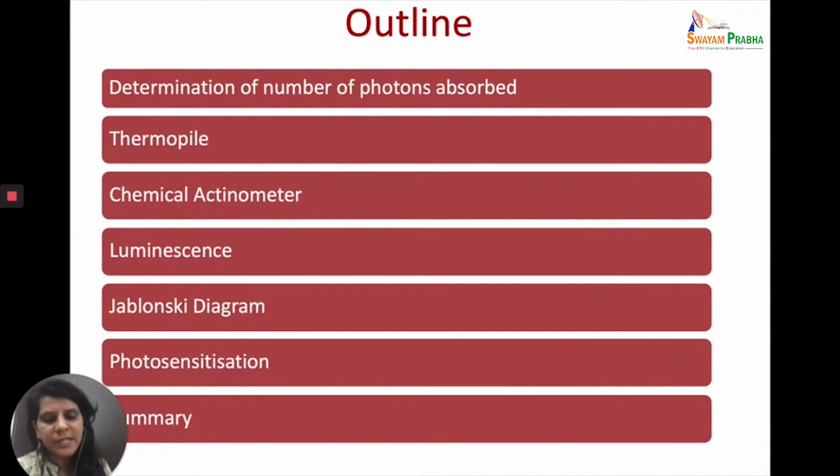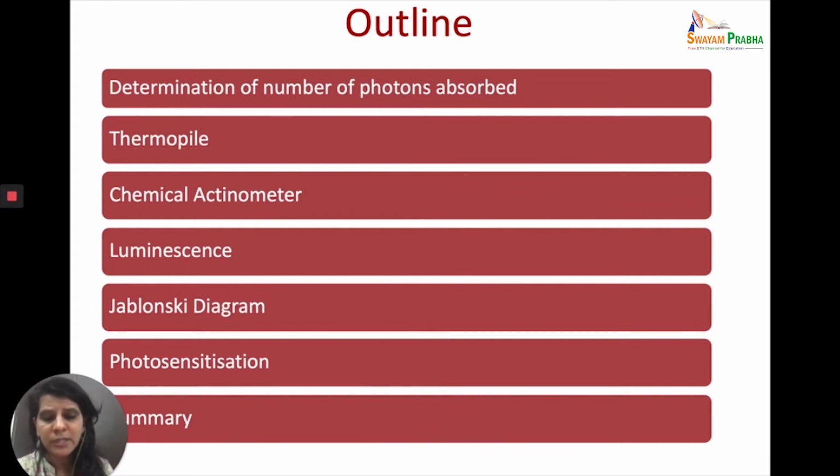Now, in the previous class, we started with the topic of photochemistry and we looked at the laws which govern photochemistry, followed by a derivation and the in-depth analysis of Lambert's law and the Lambert-Beer's law. Then we also looked at quantum yield and how a quantum yield is calculated, and what are the reasons of low and high quantum yield.